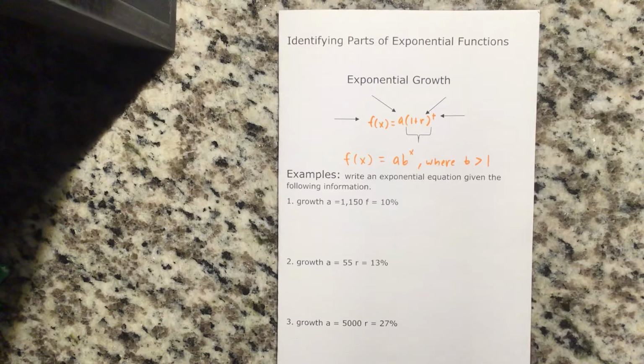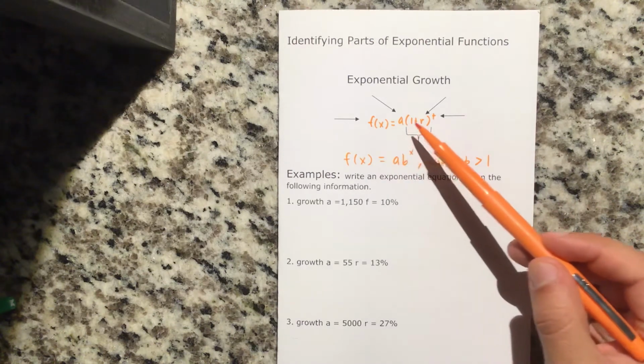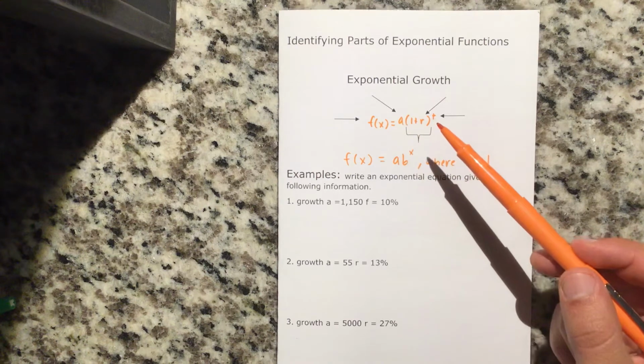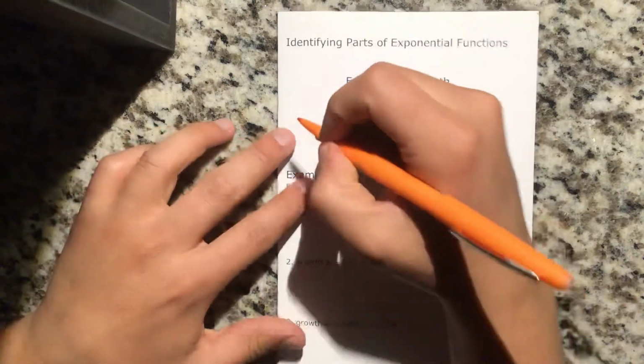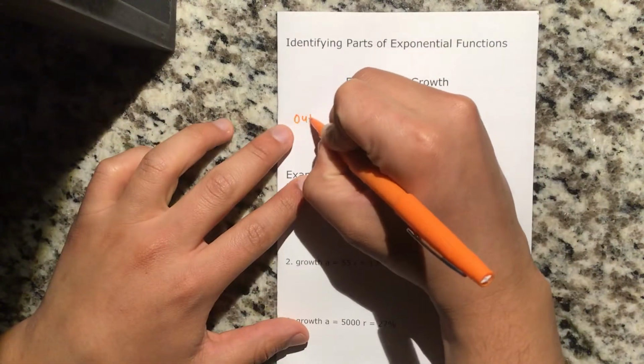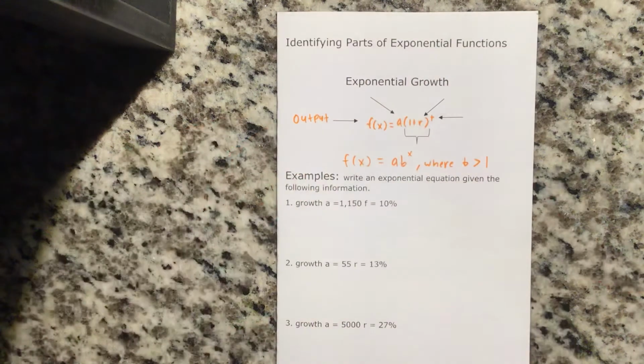So our general equation is this right here. f of x equals a times (1 plus r) to the t power, okay? And we're gonna identify all of those parts because each of those represents something different. So the first arrow, as y'all can see, is pointing to the f of x, okay? The f of x, that is our output. So when we put something into our function, our output is our f of x. So that's what comes out, okay?